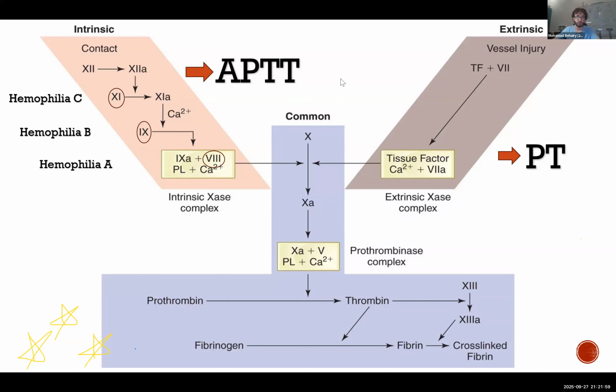Vitamin K affects 2, 7, 9, 10. Exactly, yes. It affects 2, 7, 9, and 10. Absolutely.